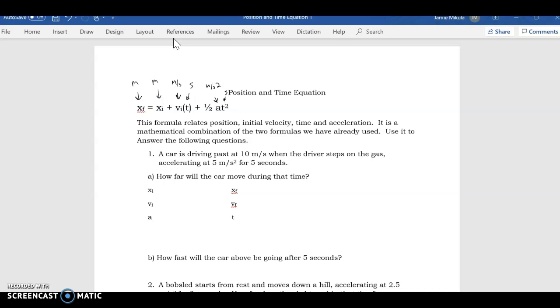All right, so looking at our question number 1, a car is driving past at 10 meters per second. So that's its initial velocity, 10 meters per second. When the driver steps on the gas, accelerating at, so he steps on the gas, so that's going to be a positive acceleration, 5 meters per second squared. So I'm going to put that for A. For 5 seconds, that's going to be the time.